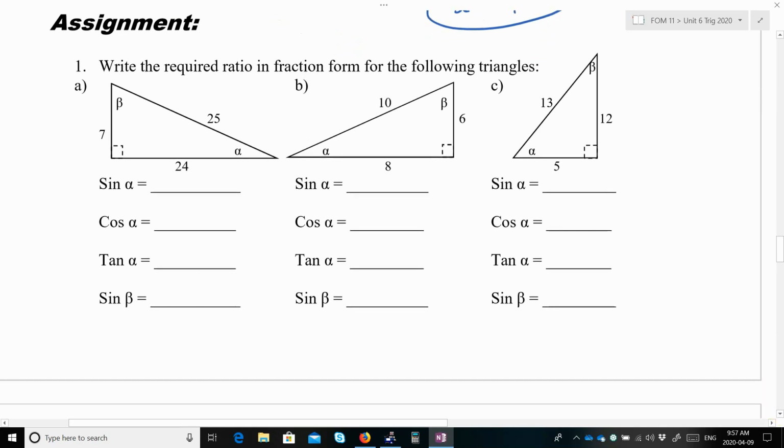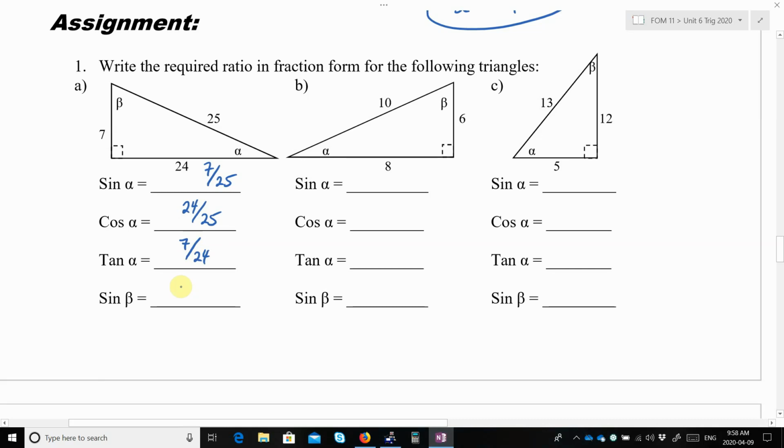Okay, so let's do number 1 again. Give them a try first, guys, and then come and check your answers. Make sure you know how to do this. Okay. Sine of alpha is opposite over hypotenuse, so 7 over 25. Cos of alpha is going to be 24 over 25. Tan of alpha will be opposite over adjacent, 7 over 24.